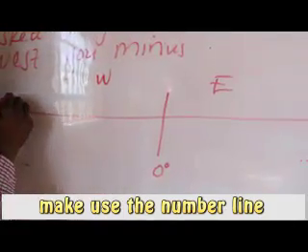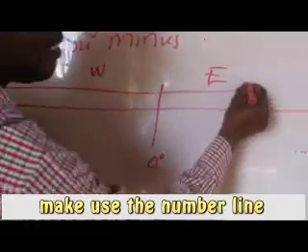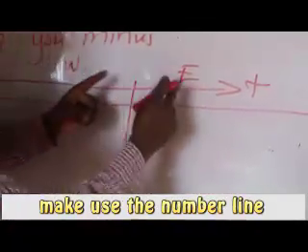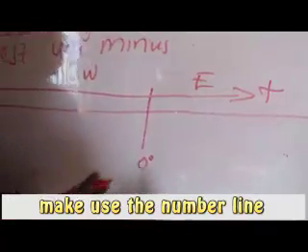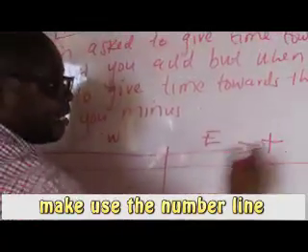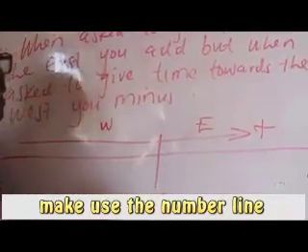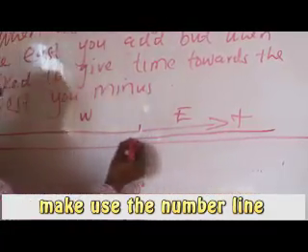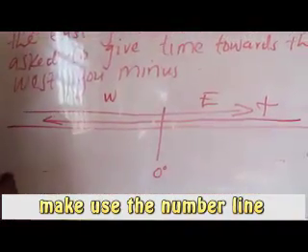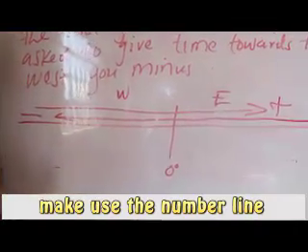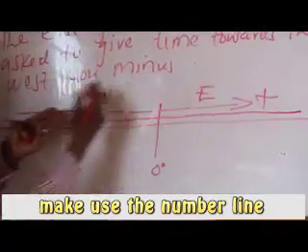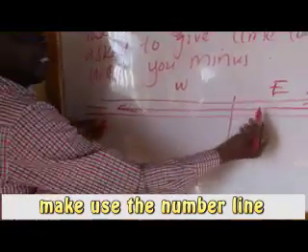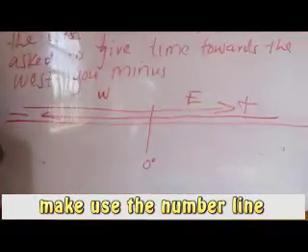Now, if you are asked to give time going this side towards the east, you are going to do what? To add, because the more you go to the east, the more time goes ahead. Time is ahead as you go towards the east. But if you are asked to give time towards the west, you will have to minus, because as you go towards the west, time is always behind.